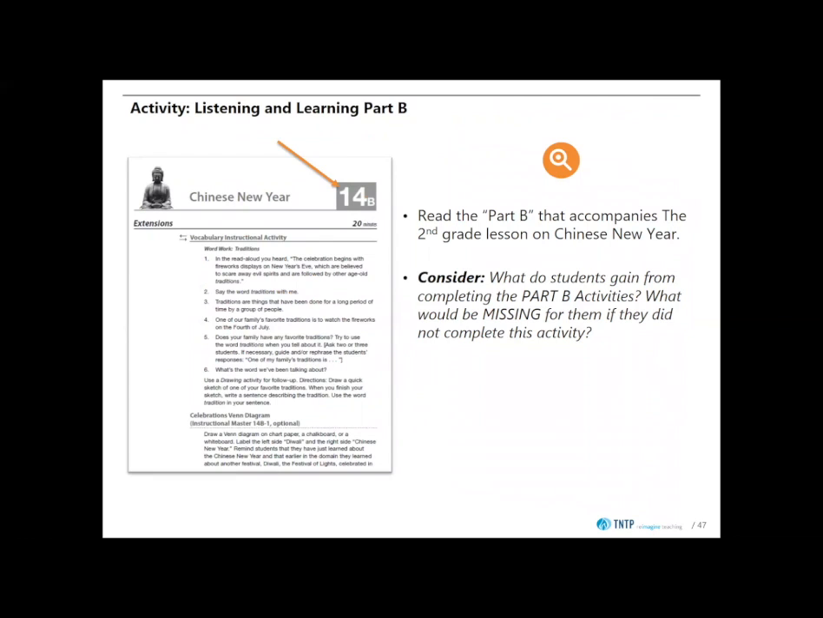So let's take a look at the Part B that accompanies the lesson that you just read. We'd like you to pause and read the Part B that accompanies this lesson. Please take your notebook and answer the following questions. What do students gain from completing the Part B activities? What would be missing for them if they did not complete this activity? Please take about 15 minutes, answer these questions, and read through this Part B, and then we'll debrief.